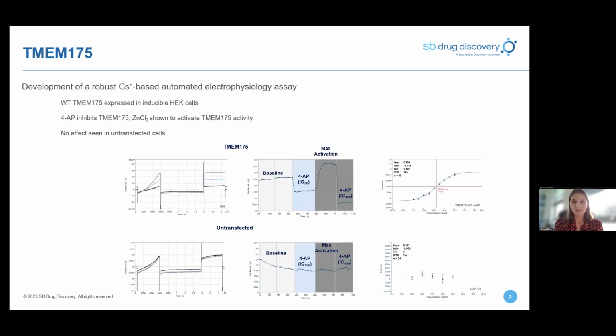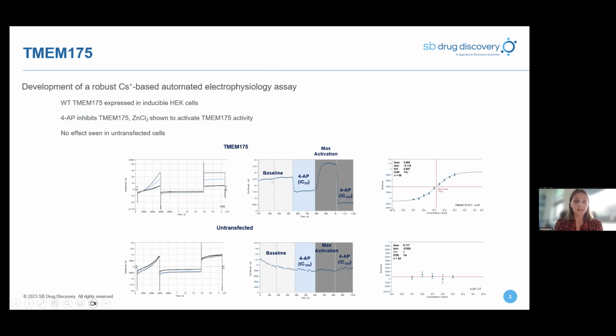But before I hop on the SURFE2R train, I would like to briefly talk you through our journey with TMM 175 using electrophysiology platforms. Our aim was to develop a robust cesium-based automated electrophysiology assay, and we achieved that with wild-type TMM 175 expressed in an inducible HEK cell line. As you can see, we effectively created a baseline, which could be inhibited by 4AP in a concentration-dependent manner, and then activated by zinc chloride, again to be blocked by 4AP.